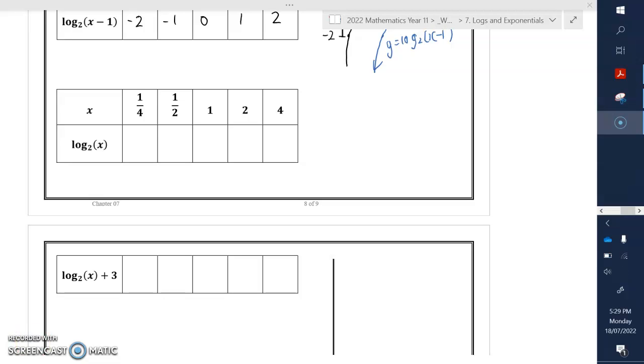Okay, this is the second video for our logarithmic functions, continuing on from the last one. So if you haven't watched the last video, you need to watch that one first.